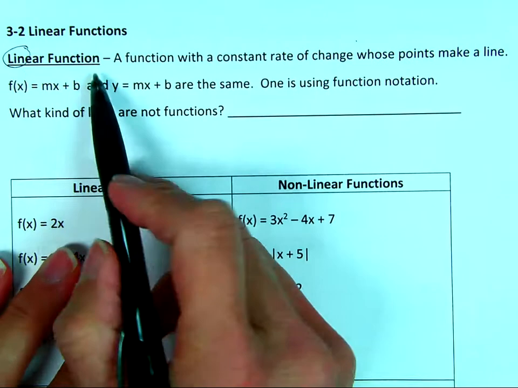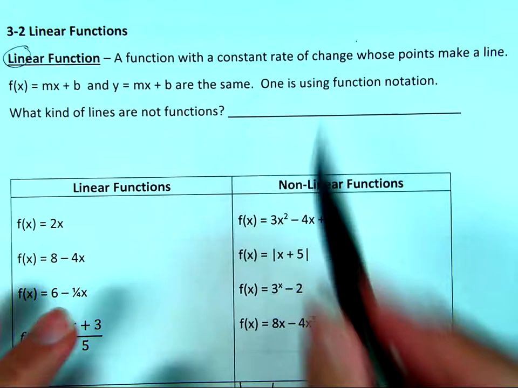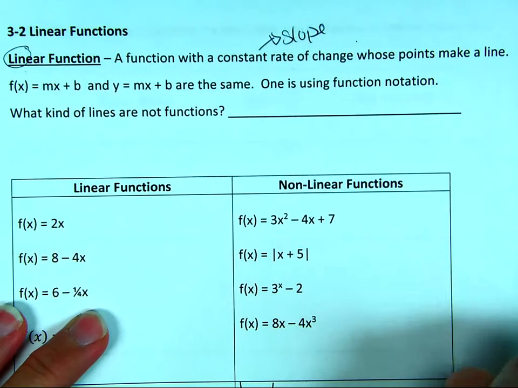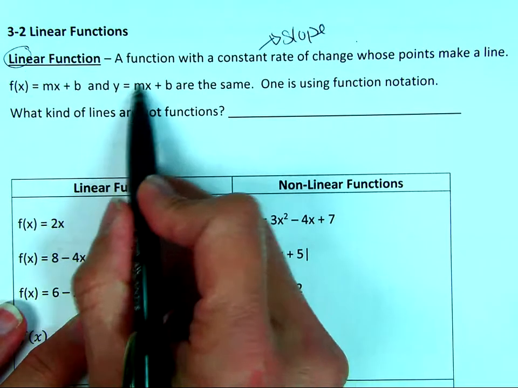So linear functions are functions with a constant rate of change, which we call, remember what that means? That means slope. Constant rate of change means slope, and it's consistent. It always goes up the same amount no matter where you are on the line. So you're used to y equals mx plus b.